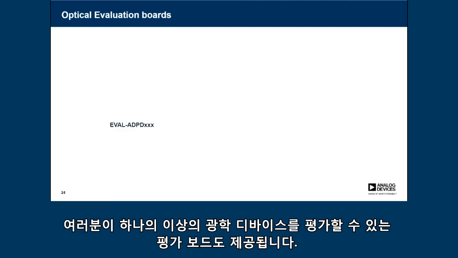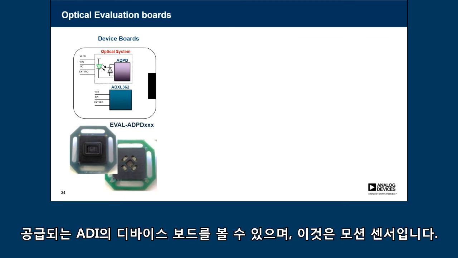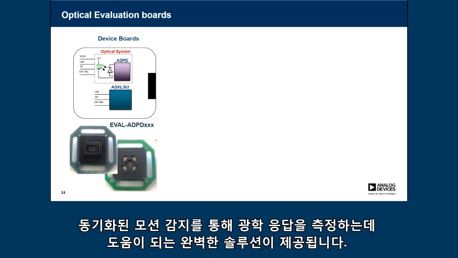In case you would like to evaluate one or more of our optical devices, we have evaluation boards. So you see here some of our device boards available, which include an optical sensor plus a motion sensor. And the reason that all those evaluation boards have the motion sensor integrated is that optical measurement is very sensitive to motion. So moving forward, you have here the complete solution already available that could help you to measure optical response with synchronized motion detection.